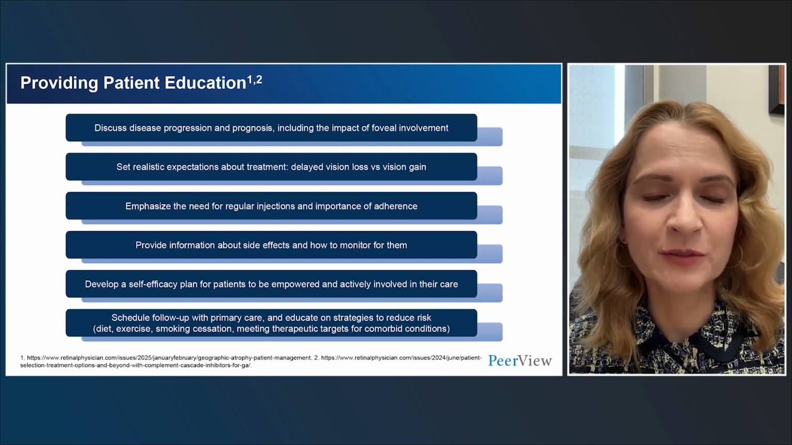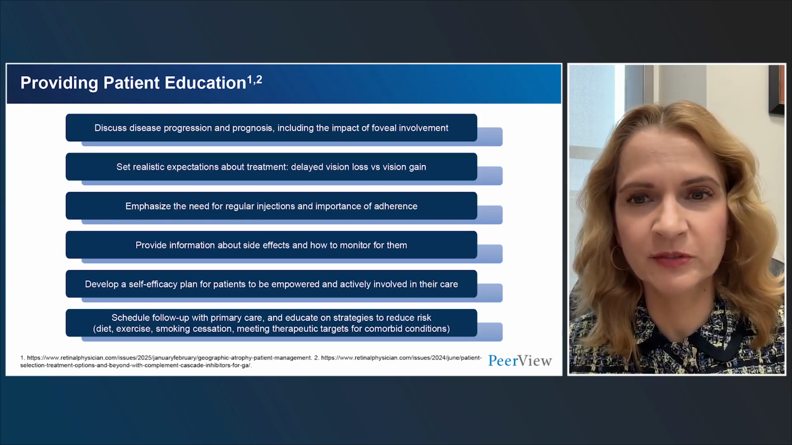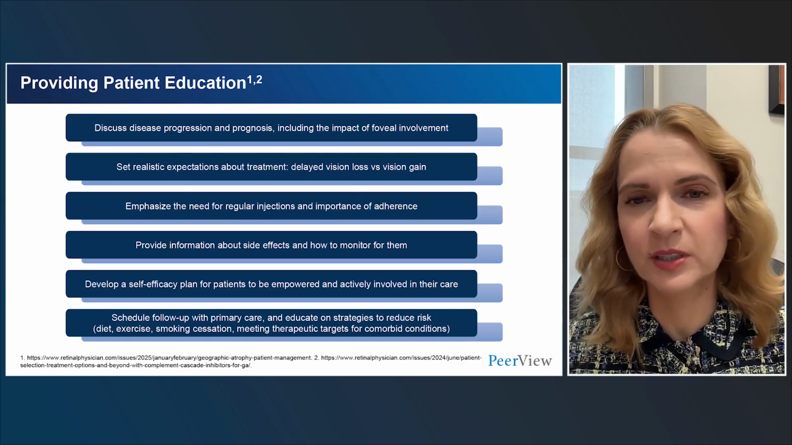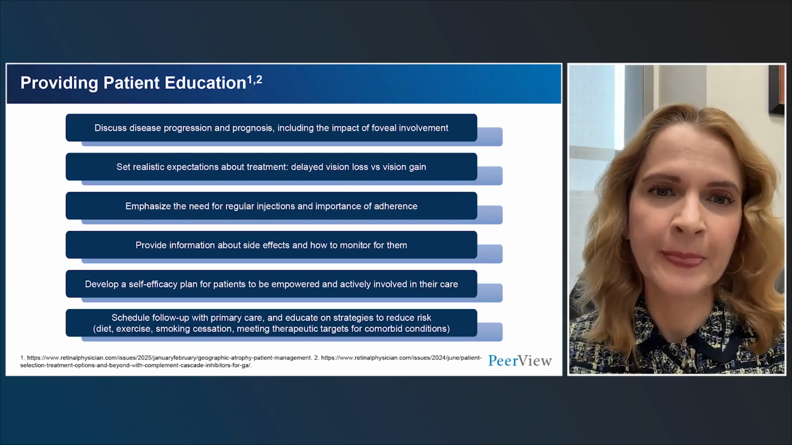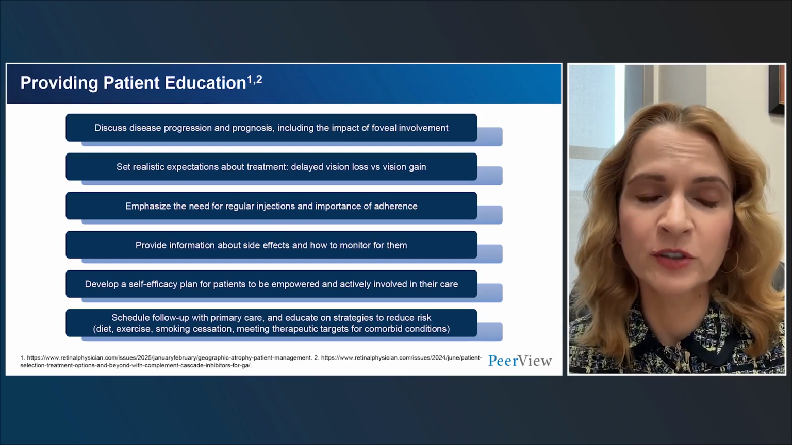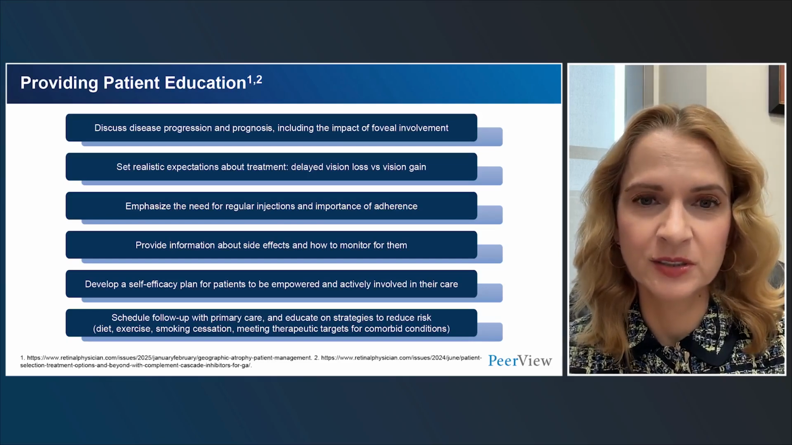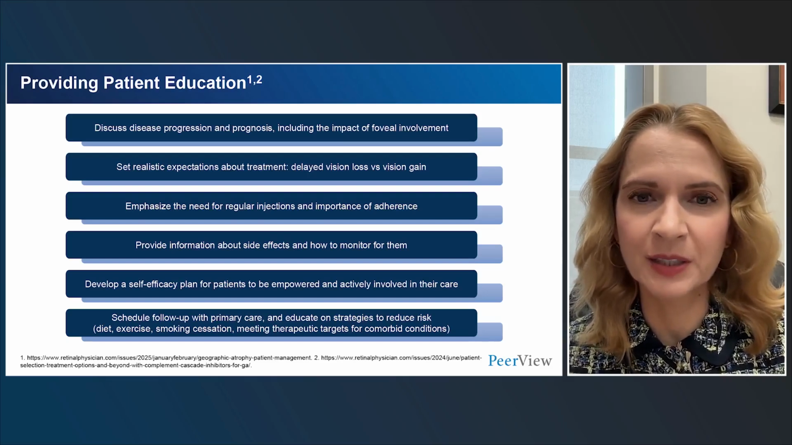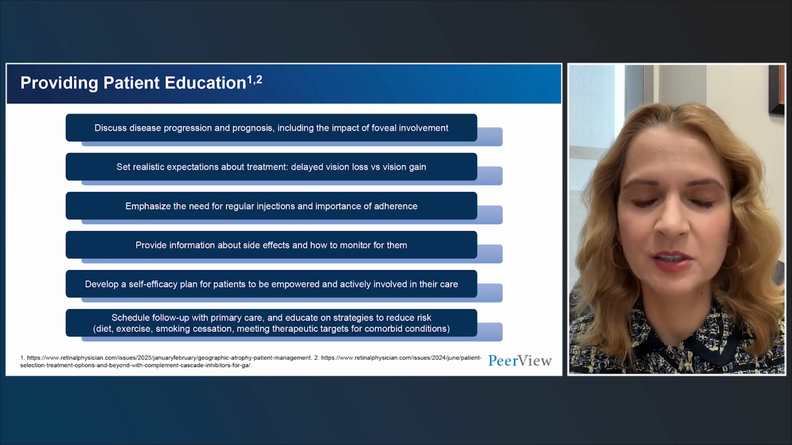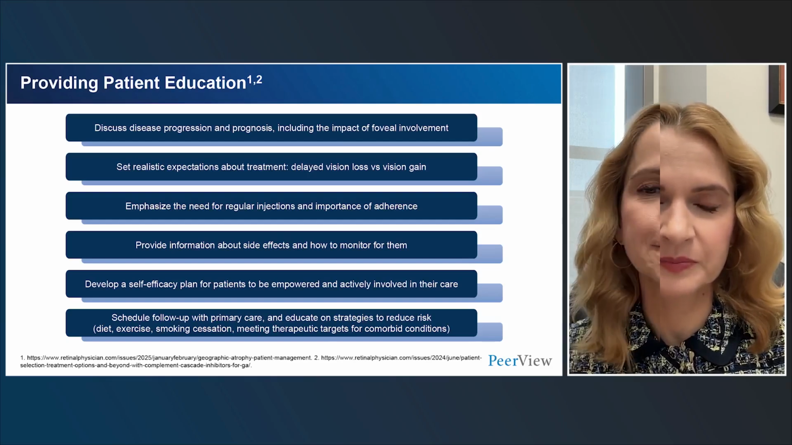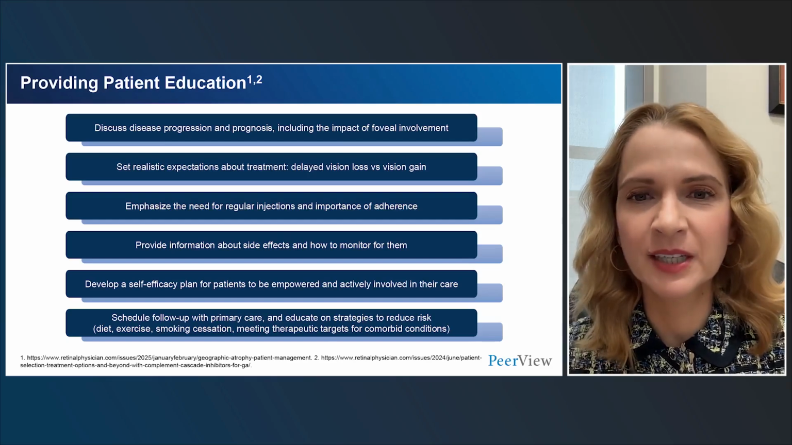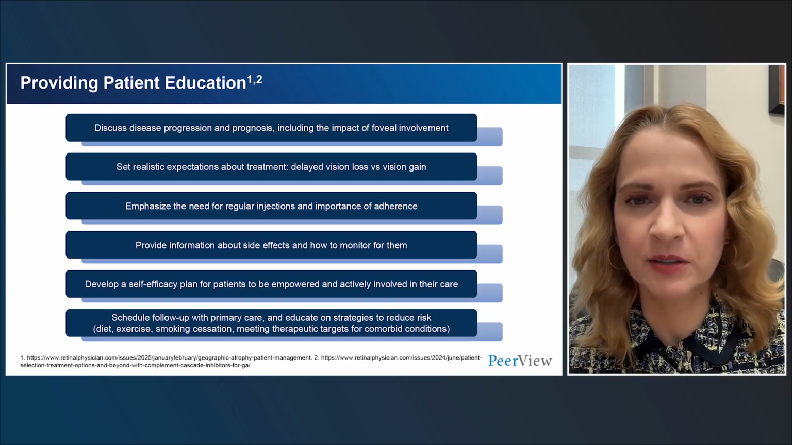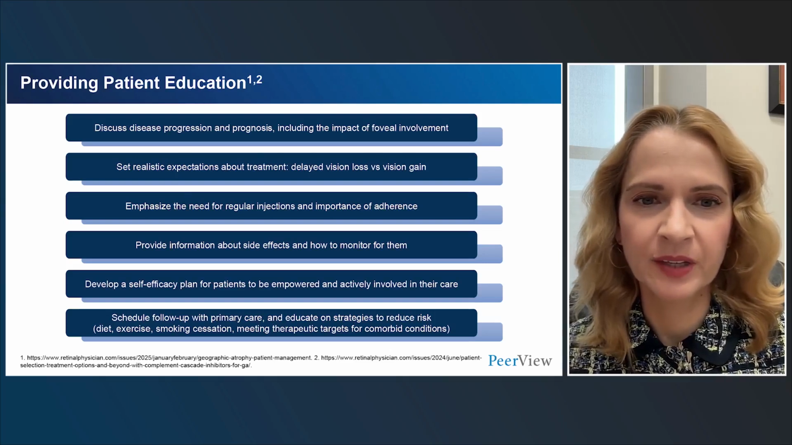We emphasize the need for regular injections and the importance of adherence to these injections in order to prevent further loss of retinal tissue that's responsible for visual function. We need to go over the risks of these injections, including endophthalmitis and higher incidence of conversion to wet AMD. We need to have a thorough discussion about the potential intraocular inflammation that can rarely occur with these agents. The information about side effects and how to monitor them is critical in our clinics for these patients.